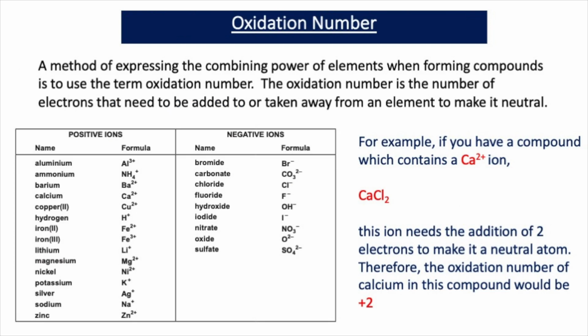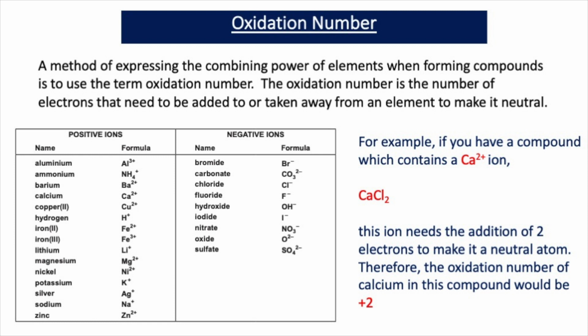Now, in our previous video on the topic of oxidation numbers, we learnt that the ratio of elements in a compound depends on the combining power of those elements. A method of expressing the combining power of elements when forming compounds is to use the term oxidation number. The oxidation number is the number of electrons that need to be added or taken away from an element to make it neutral.